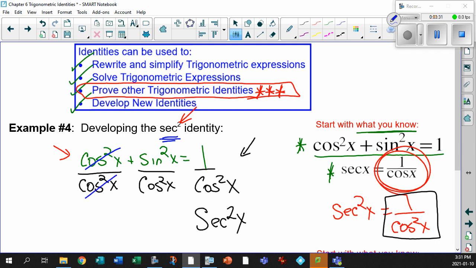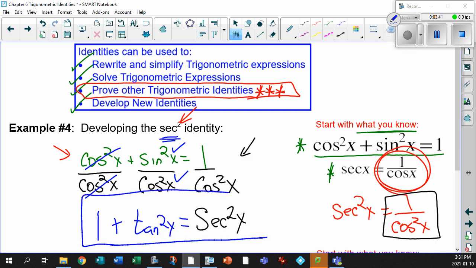Now watch this. That cancels with that, leaving you 1 plus sine squared over cos squared, which of course you know is tan squared x, which is exactly what we had at the beginning of the unit. Isn't that cool? That's how this works. Oh my gosh, you're kidding me. No, I'm not. We'll do another one.